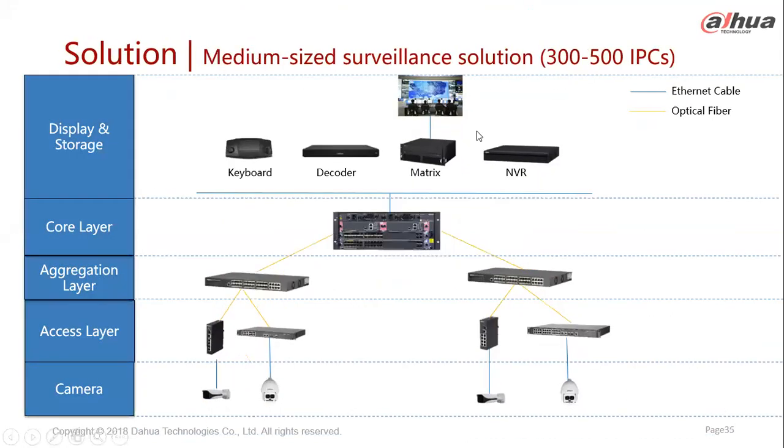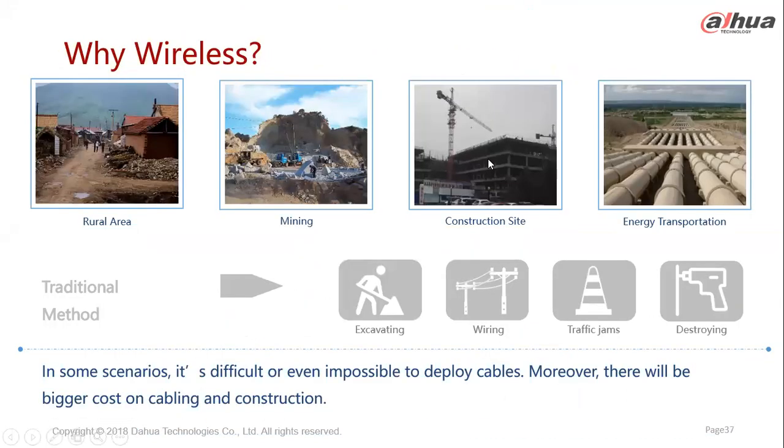Now we're going to talk about wireless. We also provide wireless devices, in the category of transmission devices in Dahua. The applications for wireless devices include rural sites, sites where the terrain is not good, construction sites where the construction is not yet complete, and energy and transportation systems.